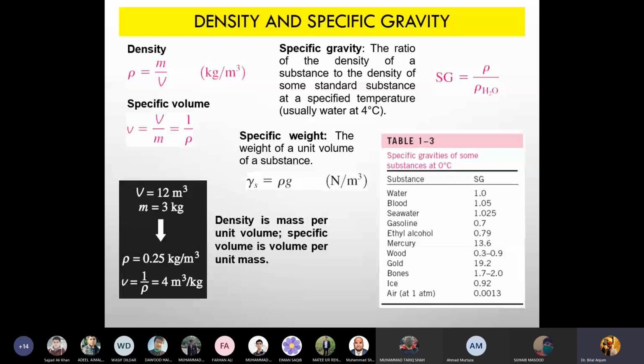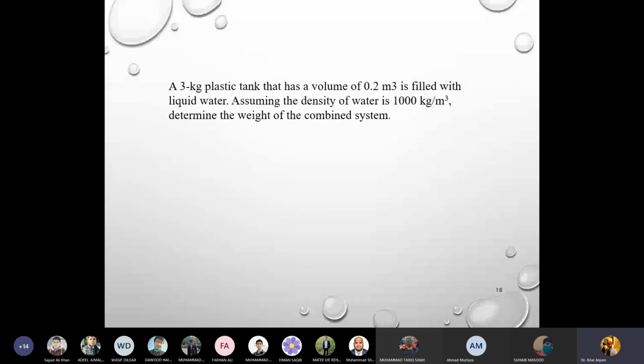Another point that needs to be understood at this point is, if I say that my specific gravity is 0.7 for gasoline, should gasoline be lighter than water or heavier than water? Density of water is 1 gram per centimeter cube. Gasoline is 0.7 grams per centimeter cube. It is lighter than water, so it would essentially float on top of water. So all these materials with specific gravities less than 1 are lighter than water and they tend to float on the surface of water. Clear? All right.